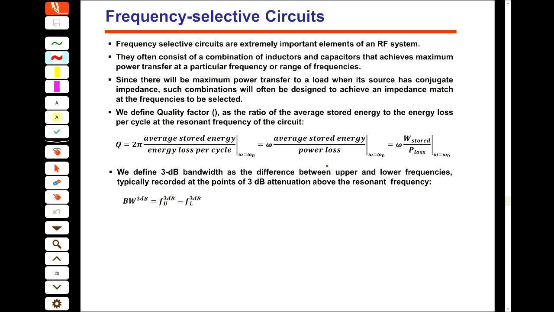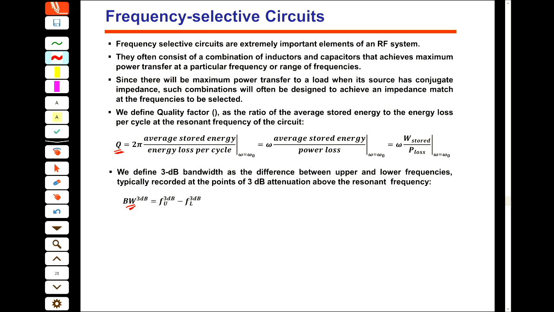So, a few quick definitions that maybe you already know about frequency selective circuits: we have the Q factor and we have the bandwidth. These are two parameters that we use to characterize circuits, especially those that have resistance and reactance.